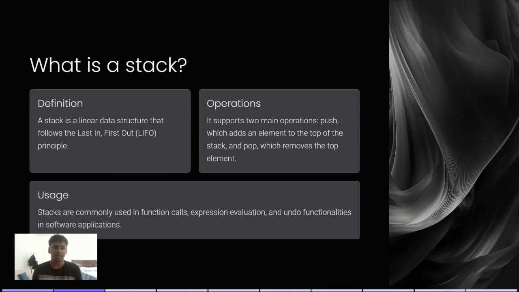What is a stack? Here's a basic definition. A stack is a linear data structure that follows the last in, first out, or LIFO principle. There are two main operations for stacks: push, which adds an element on top of the stack, and pop, which removes the top element. Where are stacks used? Stacks are commonly used in function calls, expression evaluation, and undo functionalities in software applications.